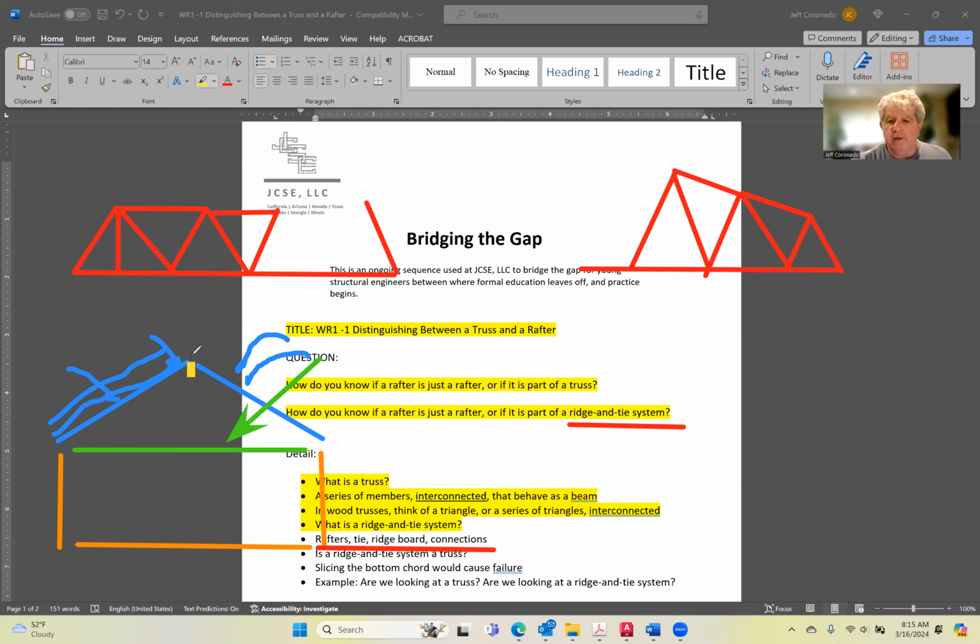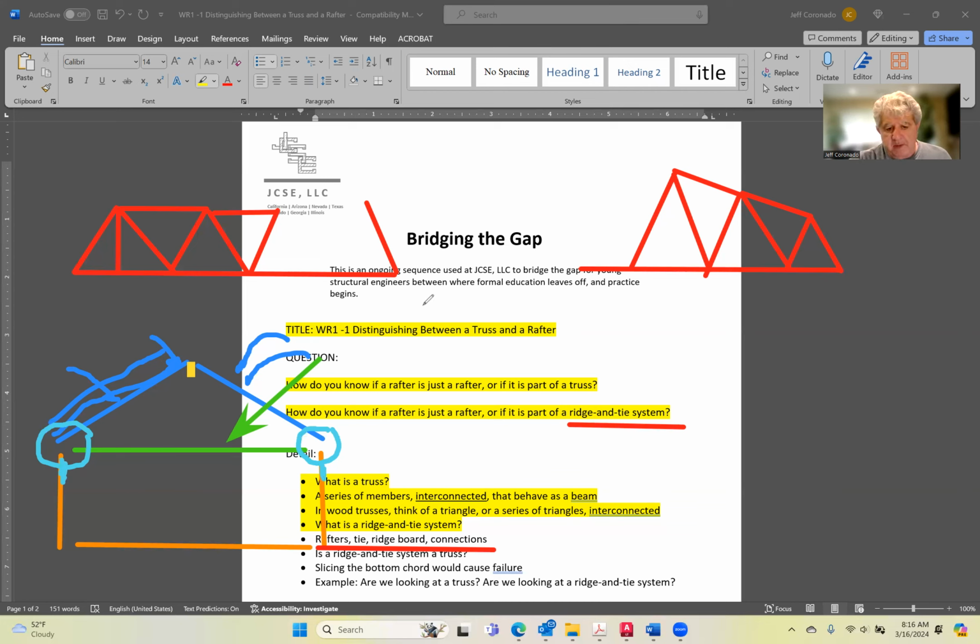So that's the purpose of the ridge board. It doesn't really carry any loading, but it's just for practical purposes. But there is a ridge board present in a ridge and tie system. The next thing that's important are the connections. And by the connections, what we need to focus on is the connections located at this juncture, at this meeting point between the rafter and the tie, and maybe even that supporting member, which in this case I've illustrated as a wall.